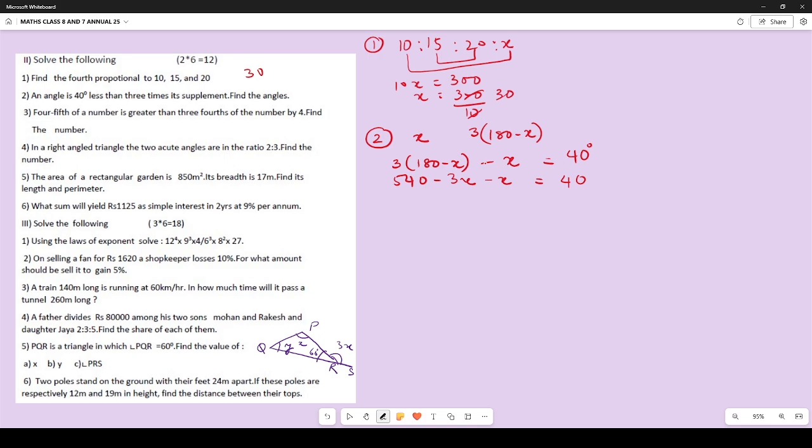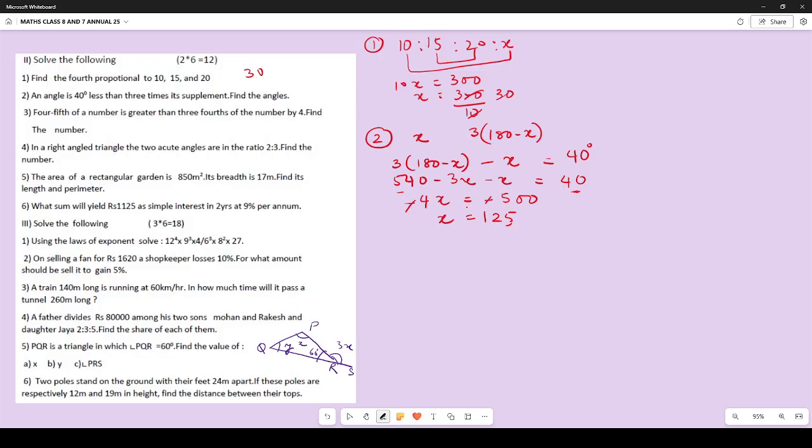So we take the numbers to one side and what do we get over here? Minus 4x is equal to minus 500, right? 540, this is 40, plus 40 over here, and when this moves, it becomes minus 540, so we get minus 500. So minus signs being cancelled on both sides, this gives us x is equal to 125 degrees.